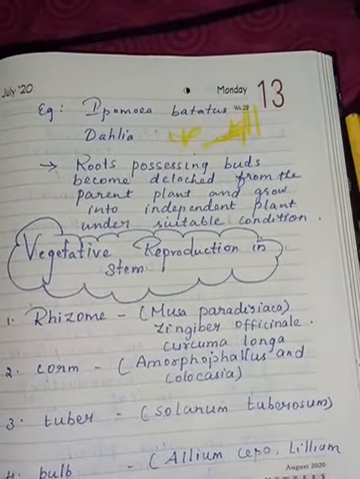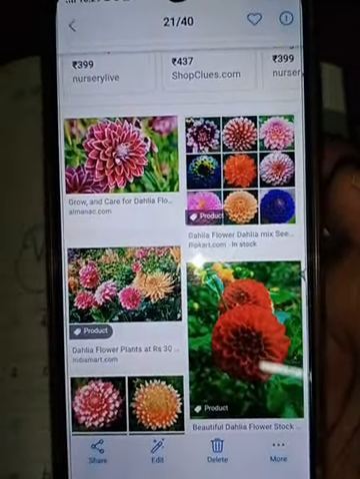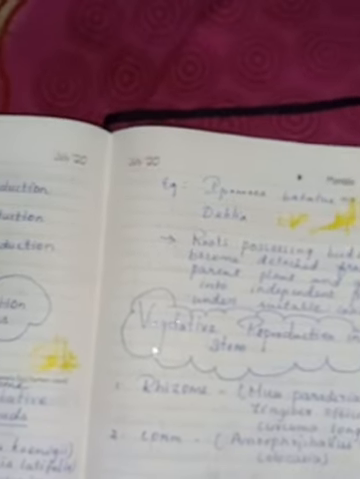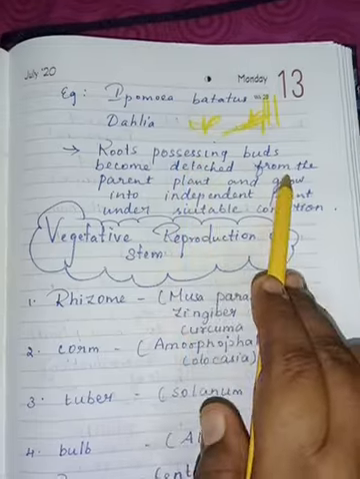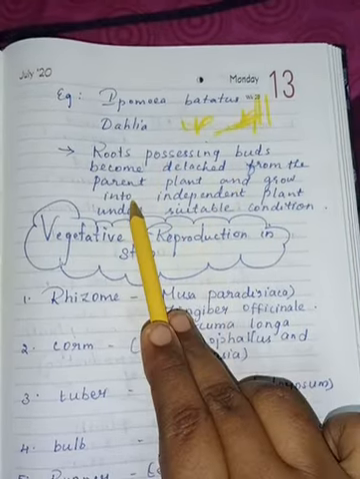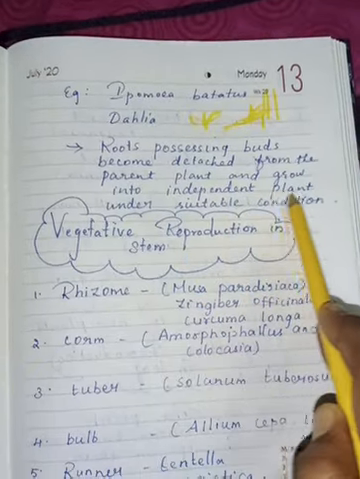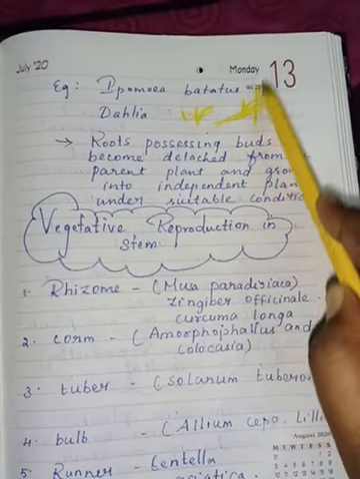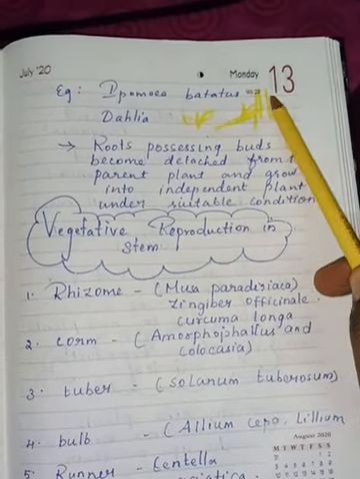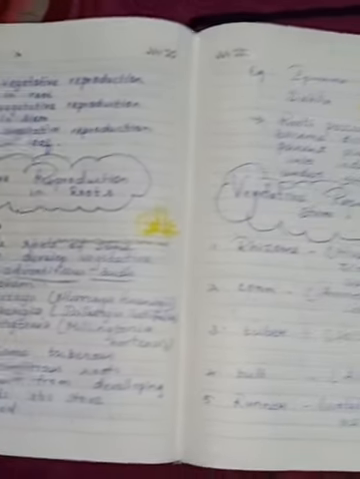Next one is dahlia. See, this is a beautiful flower. This is called a dahlia. Next, roots possessing buds become detached from the parent plant and grow into independent plants under suitable conditions. When suitable conditions come, the plant detaches from the parent plant and grows into an independent plant. This is all vegetative reproduction in root.